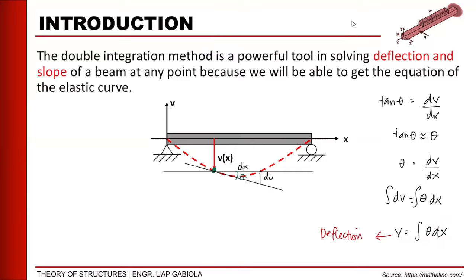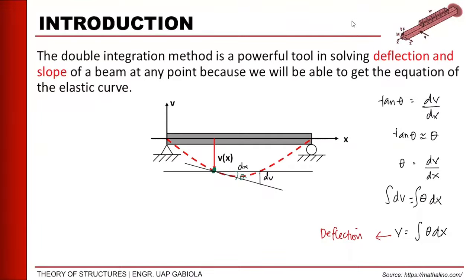Kasi 'di ba before nagka-cut tayo ng section. And then once we identify yung moment niya, nagkakaroon tayo ng moment function natin. Yung moment function na yun, that will be the one na gagamitin natin. Pero paano natin yung papalabasin si moment kung si theta yung nakalagay dito? Okay? So we must consider some derivation pa, no?